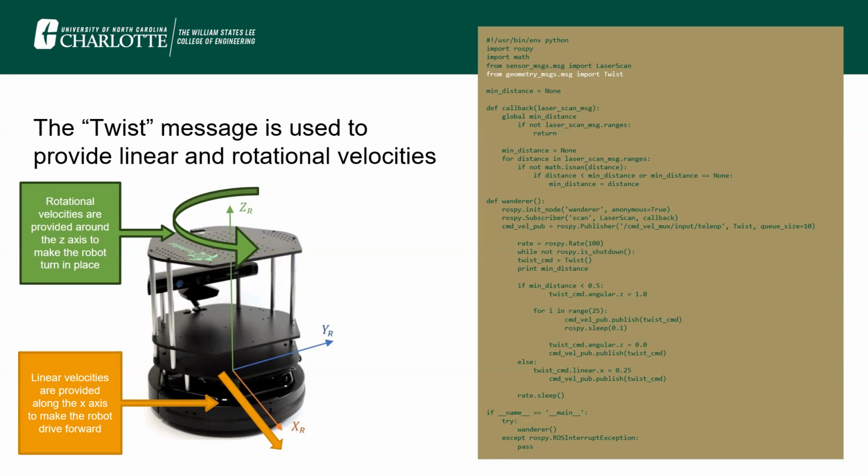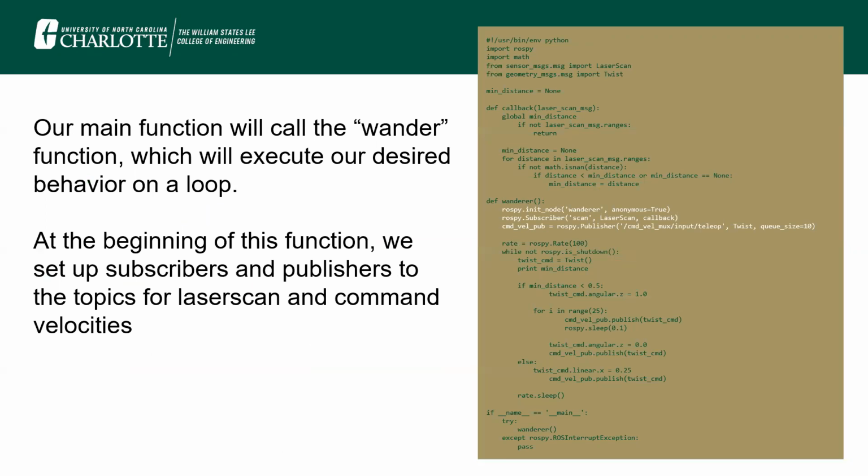And those are all centered around different axes. So for a simple robot like this, we just model it as a single point. It's got the x-axis that points out in front of its face, and that's where our linear direction goes. And it's got a z-axis that's coming out the top of its head, and we can rotate around that to turn in place. So that's what we're going to be doing.